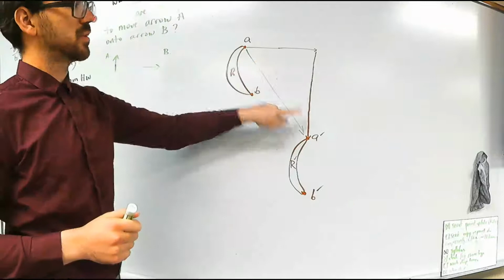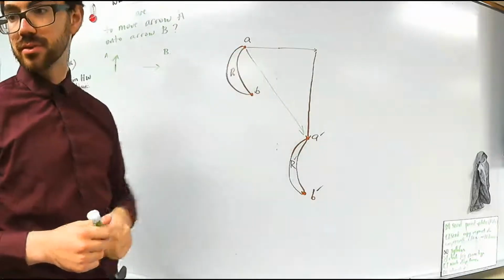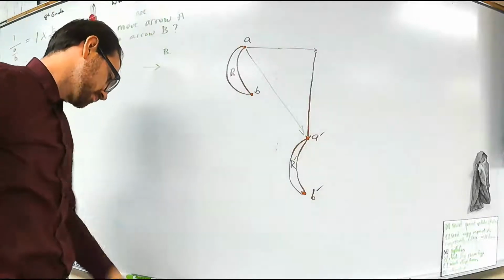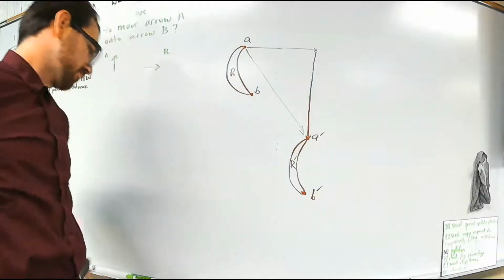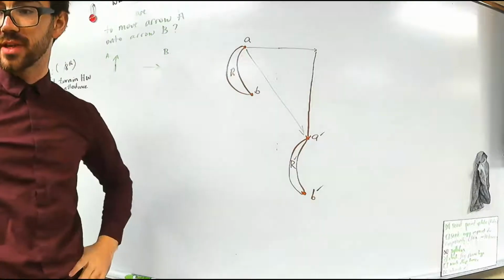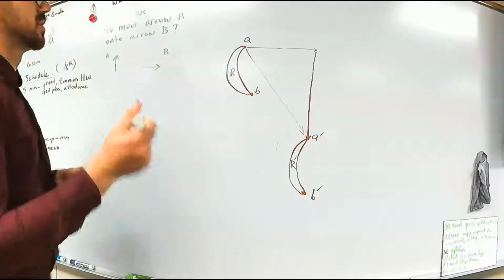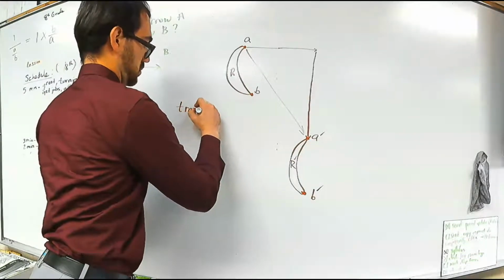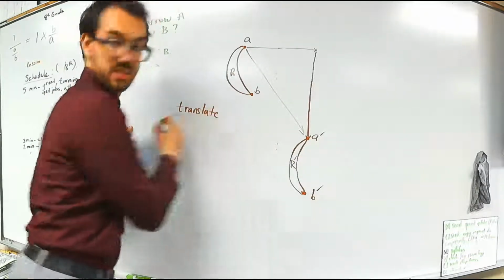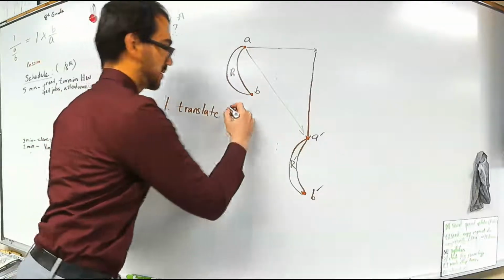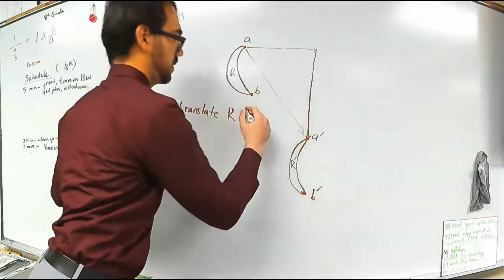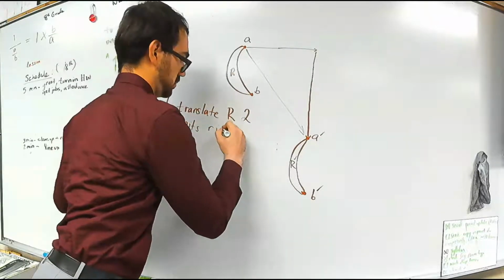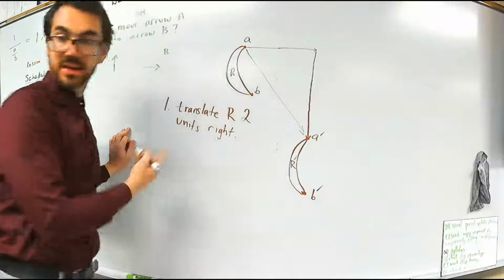Right? This one and this one get us to the same point as this vector. All right, so that would be a translation. If you wanted to describe it, as we talked about yesterday, this would be described as translate. So this is step 1. Translate R. How many units? 2 units right.